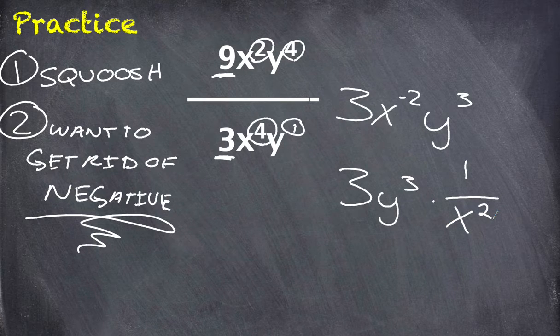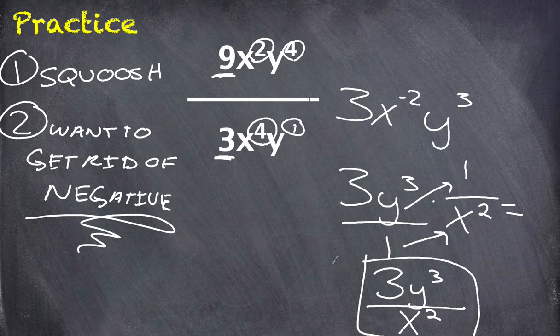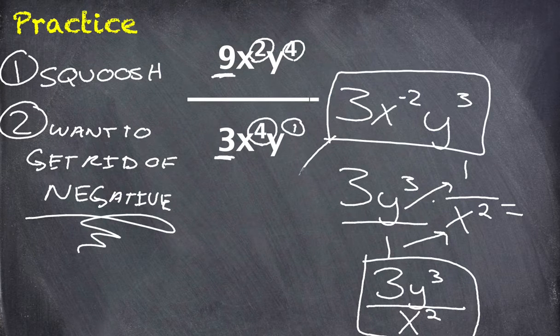Now, I don't want you to leave it like this. You should be familiar enough with fractions to know that this is really over 1. We'll do this times this, and this times this, and we will end up with 3y cubed all over x squared as our answer. If you'd like to jump straight from this step down to here, that would be the most logical. I just wanted to show the extra step for you.